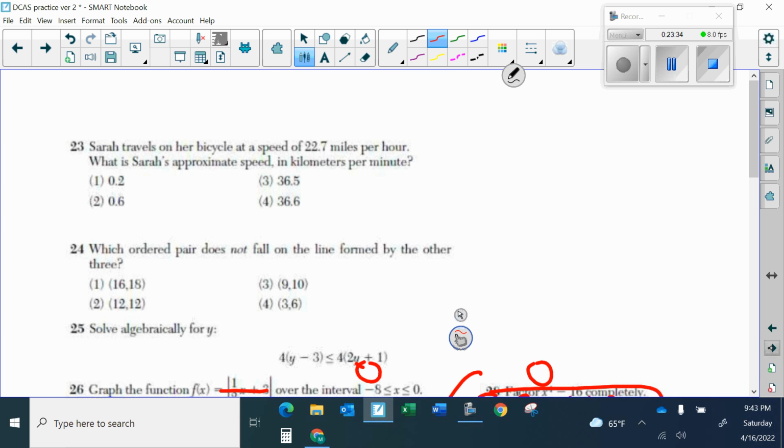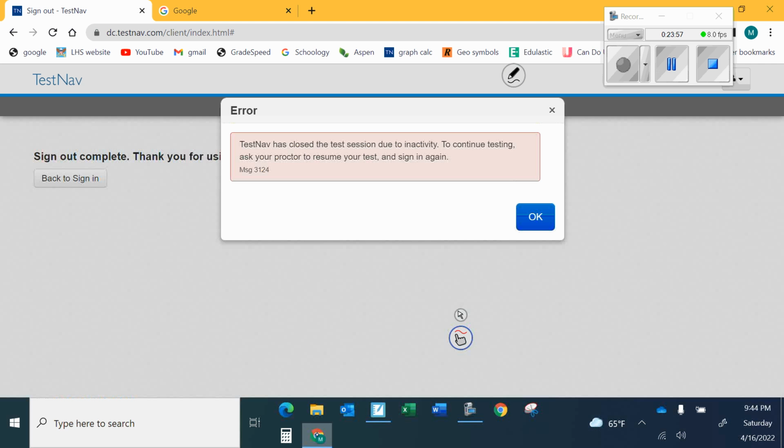Sarah travels on her bicycle at a speed of 22.7 kilometers per hour. What is Sarah's approximate kilometers per minute? Well, on the DCAS, they have the formula sheet, and there's 1.6 kilometers equals 1 mile. So I need to go ahead and multiply this by 1.6. So if I do that, 22.7.